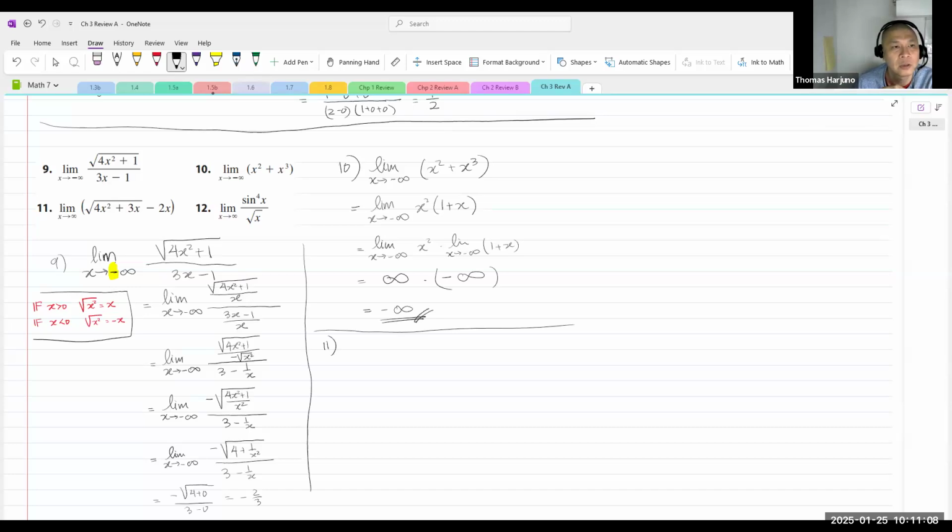We have a radical on the top. Limit as x goes to infinity of the square root of 4x squared plus 3x, minus 2x. If we just plug in infinity, you will see this is infinity minus infinity, still not doable, right? So it can be 0, positive infinity, negative infinity, or anything in between.